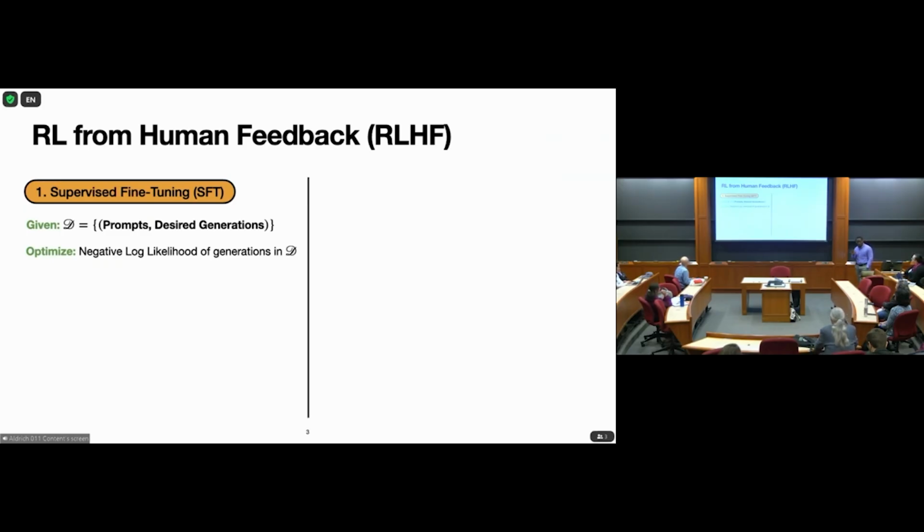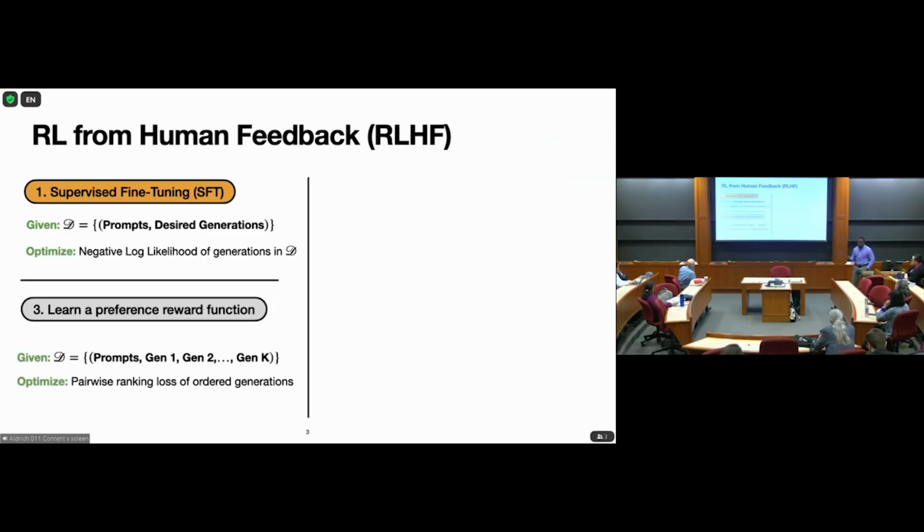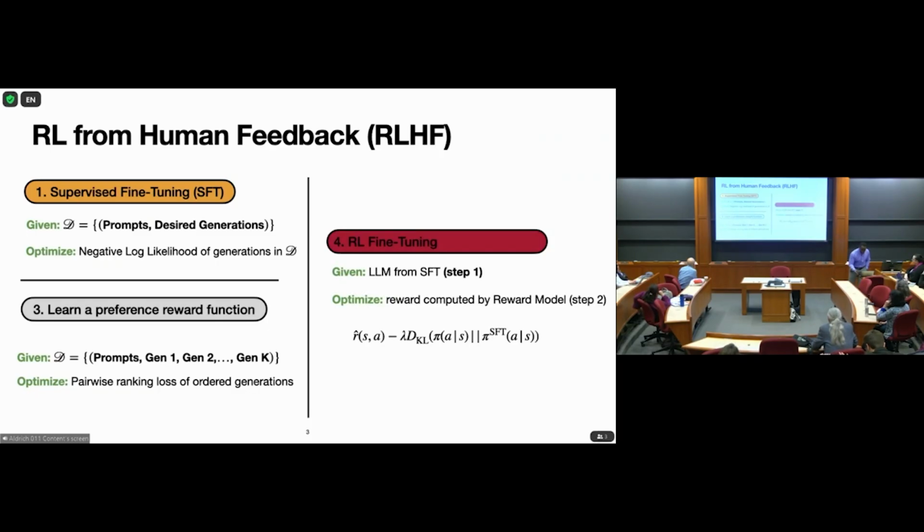The high-level sketch of reinforcement learning from human feedback looks like this. First, we do supervised fine-tuning. We are given some data, which consists of prompts and desired generations, and we optimize an objective called the negative log likelihood. Then we take that model and give it prompts. We have it generate multiple responses, and we have humans rank them. With those rankings, we train a preference reward model, or a preference reward function.